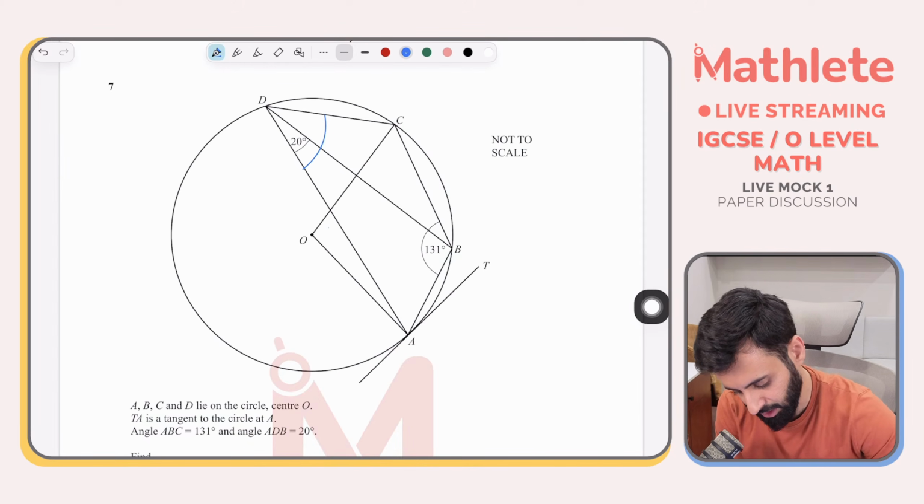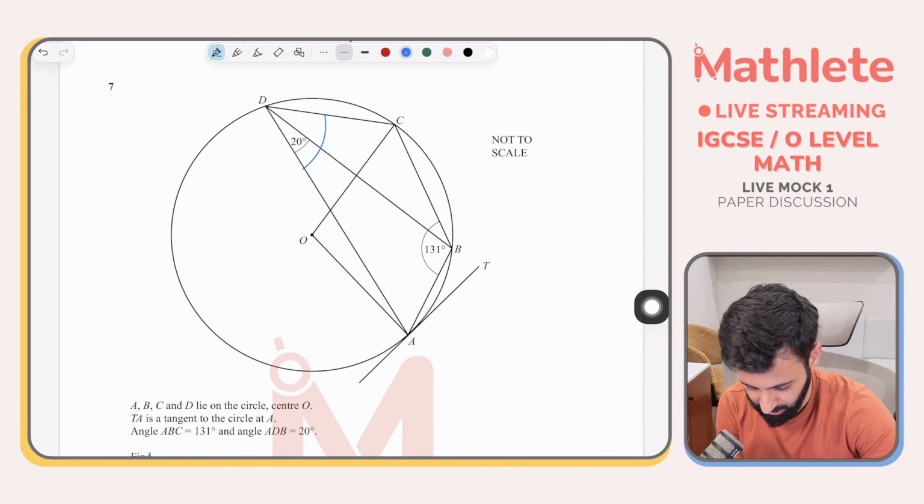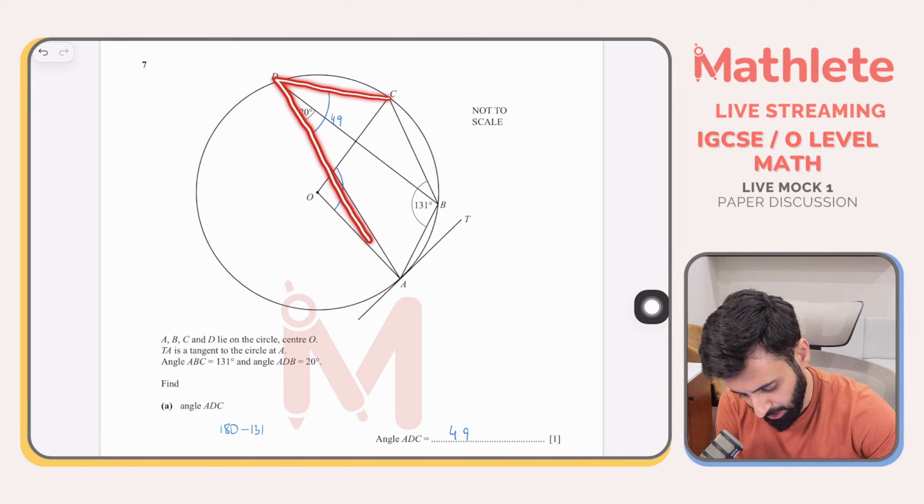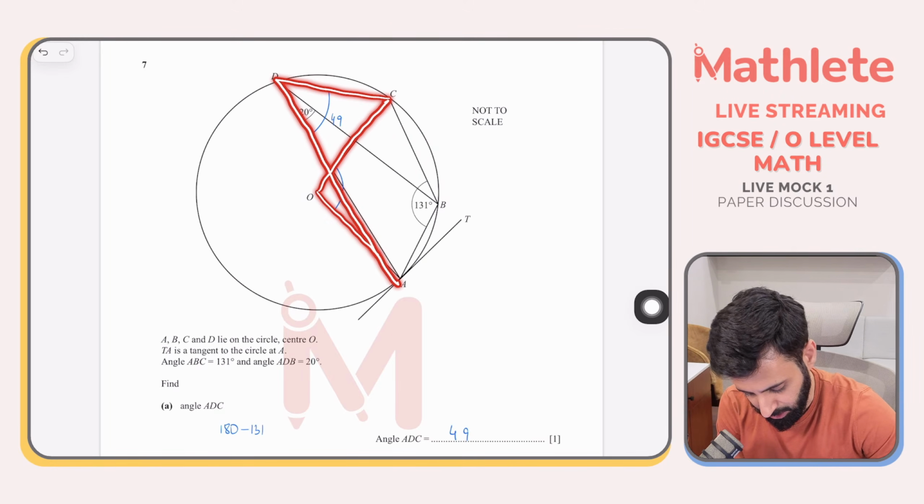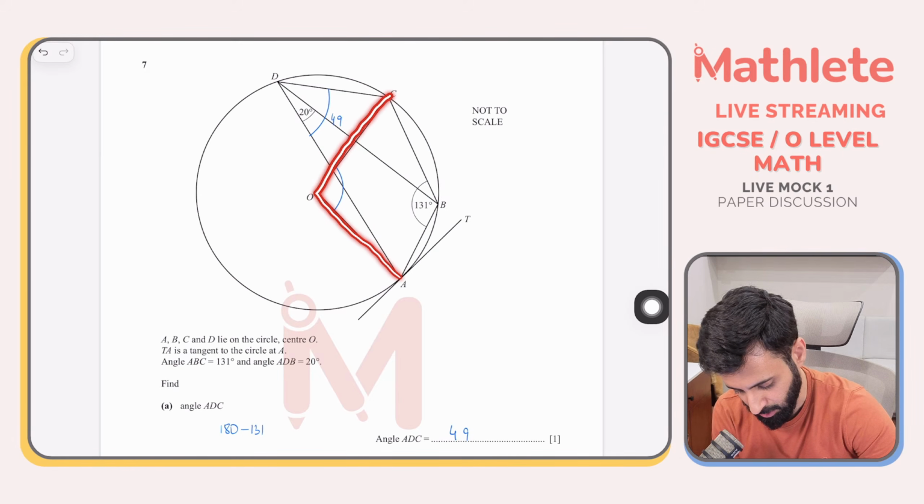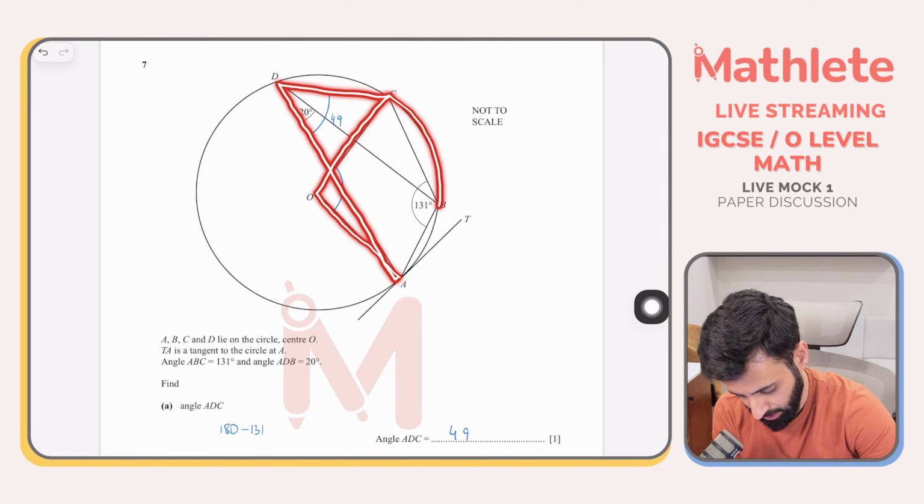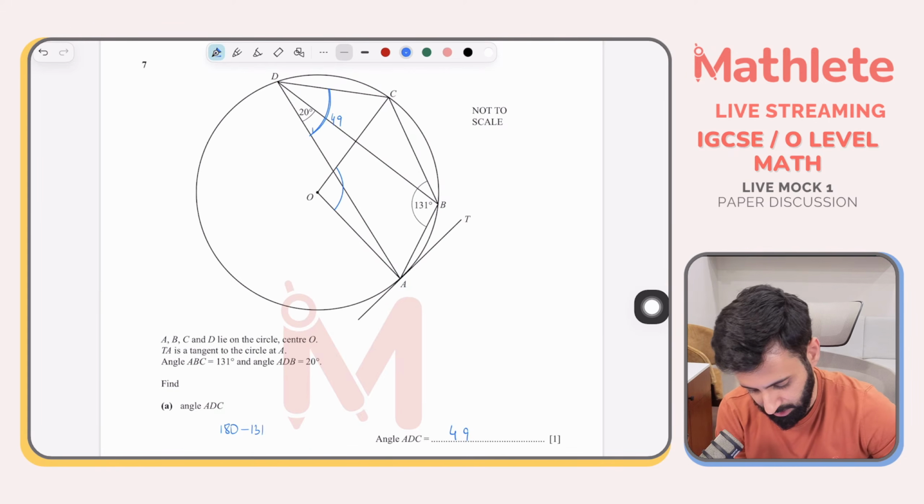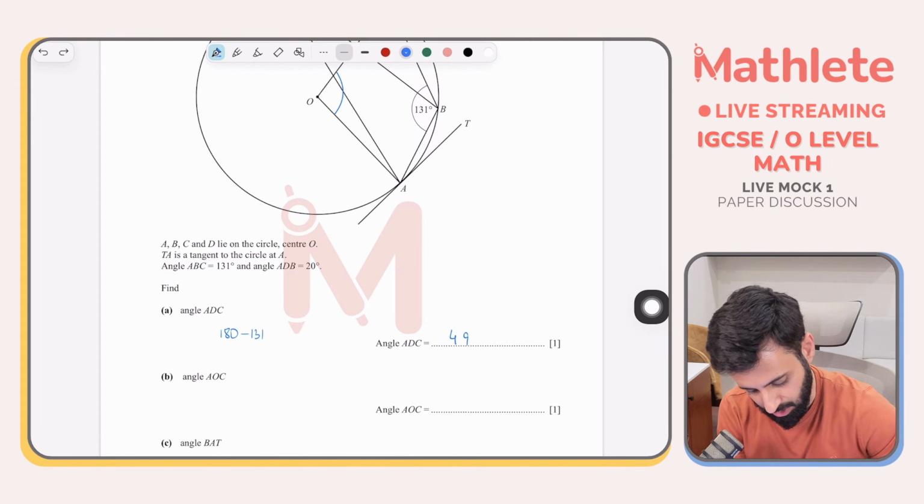AOC. So AOC is this angle. Okay, wait a minute. So this is 49 that we just worked out. Okay. So what's the property that we're going to use? The property is angle at the center is twice the angle at the circumference. Notice that opposite this same arc, one angle is formed at the center and one angle at the circumference. So angle at the center is twice the angle at the circumference. So we're going to do 49 times 2, which is equal to 98.